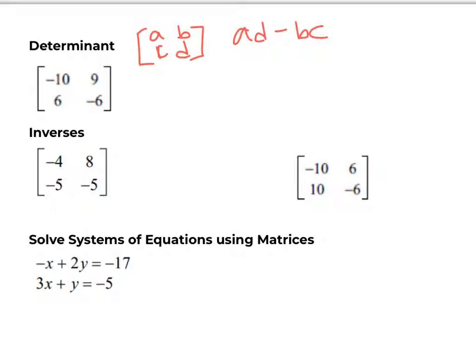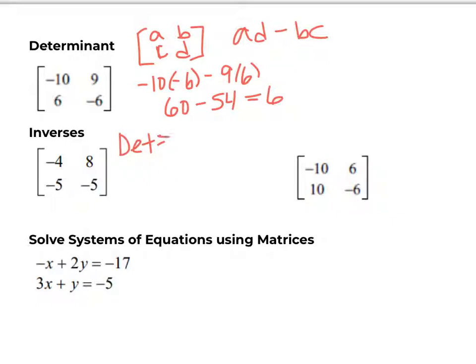So here it would be negative 10 times negative 6 minus 9 times 6, or 6 times 9. So 60 minus 54 would give me 6. When I want to find my inverse, the first step is to find my determinant. So my determinant here would be 20 plus 40, so 60.